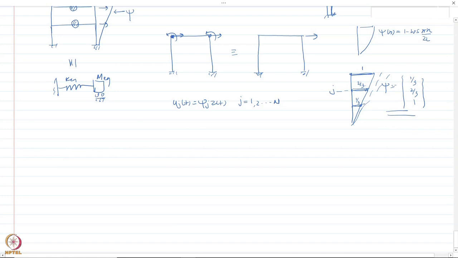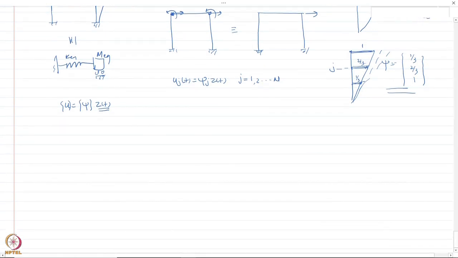The total deformation u at any time instance can be written as the vector phi times z(t), where z(t) is just one value. This is somewhat similar to what we have already done, so I'm not going to repeat the whole derivation. I'm just going to write down the final expressions for the equivalent mass and the equivalent k.